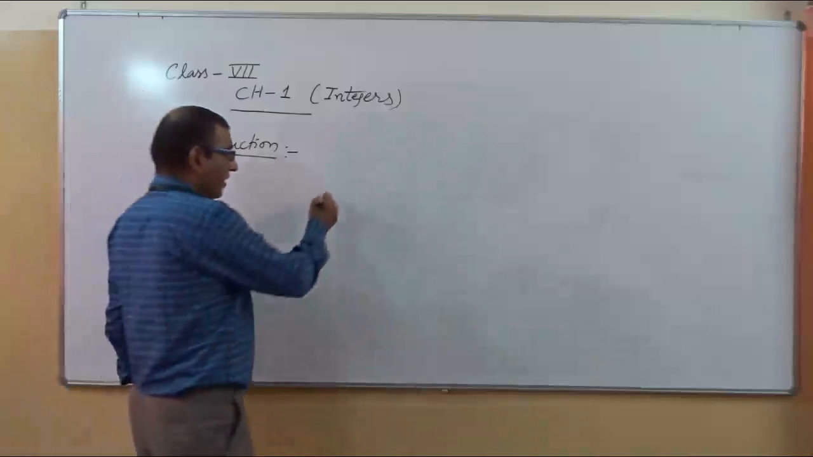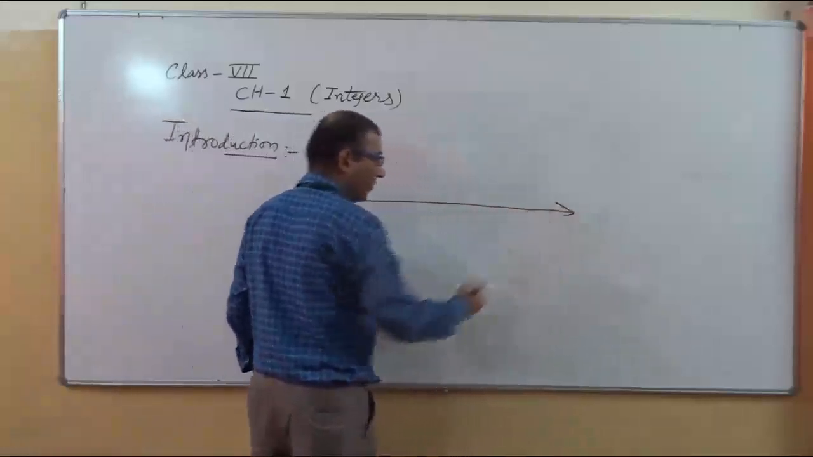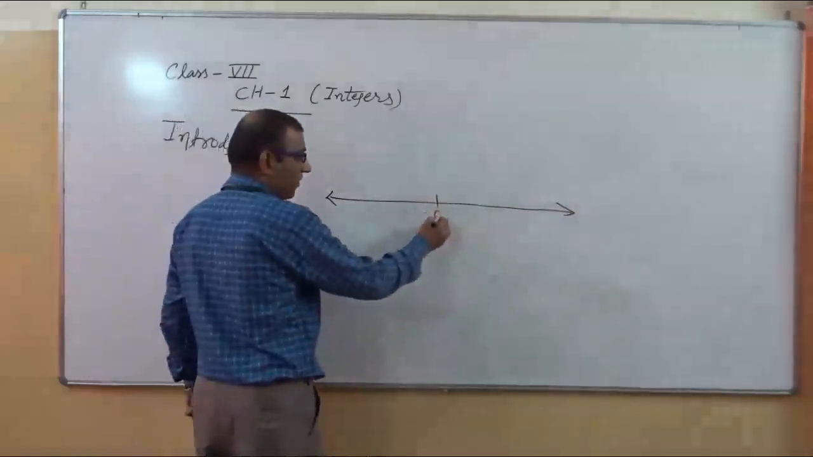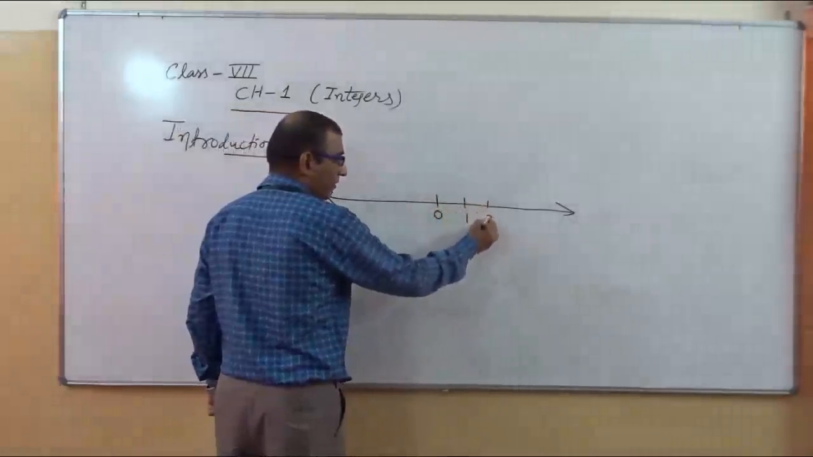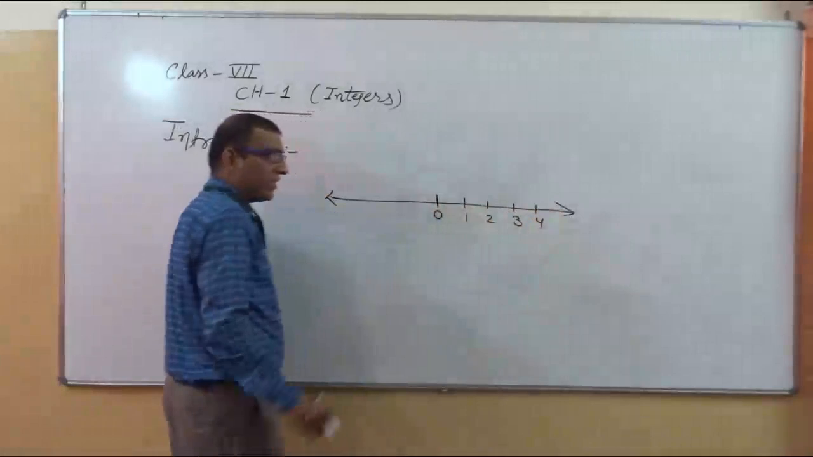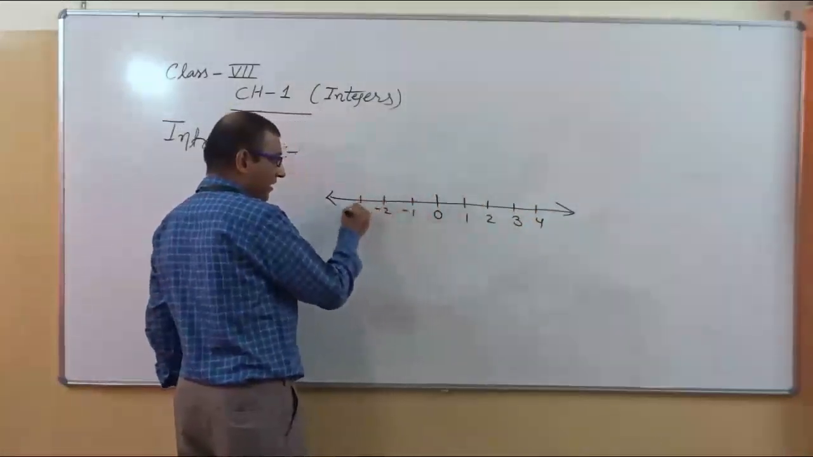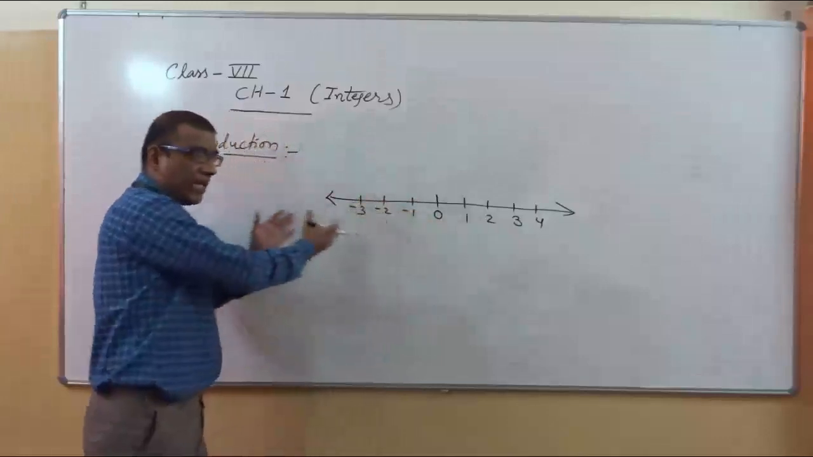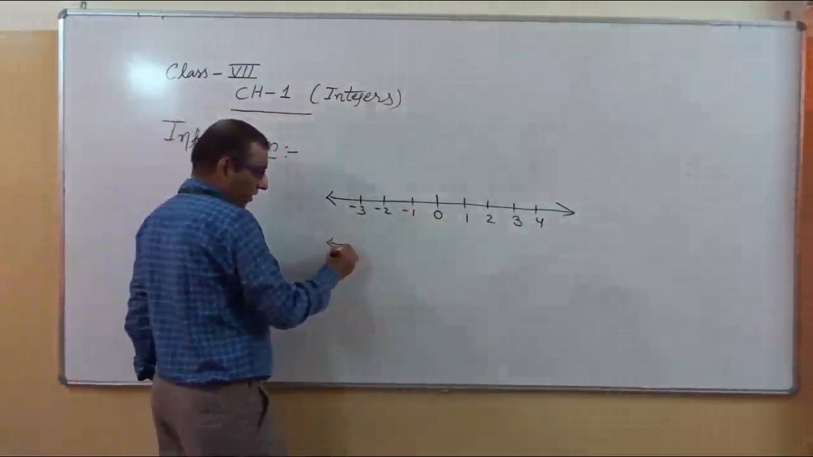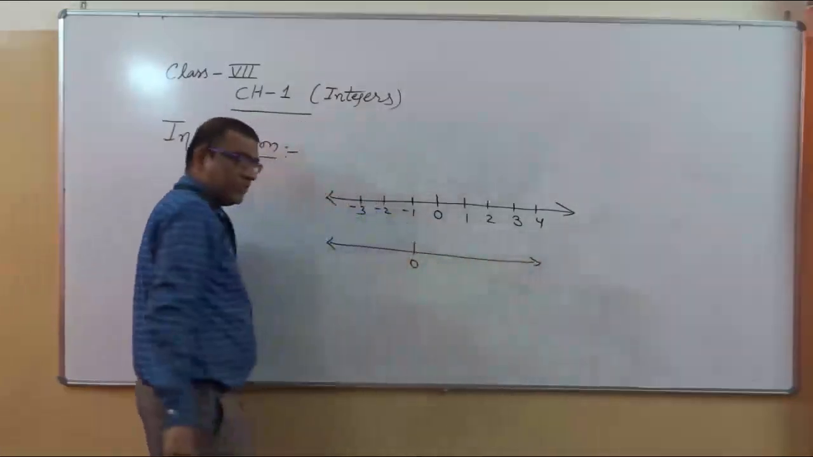For example, if I am taking one number line, all of you are very much aware of the concept of number line. So how can we represent it? If you see here, these are the positive numbers which lie on the right hand side of the number line, and these are the negative numbers which lie on the left hand side. If I want to make one more line here, as you know very well, this is 0.